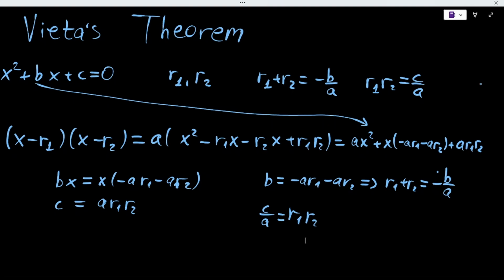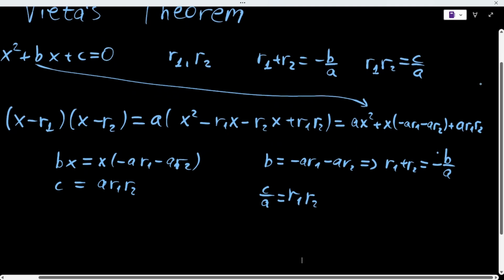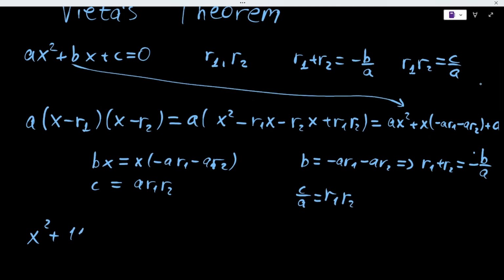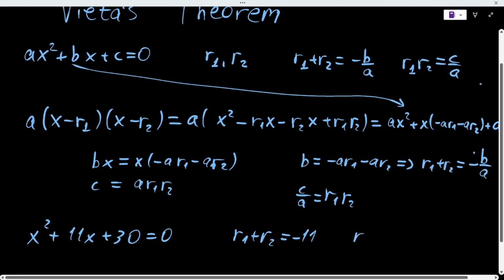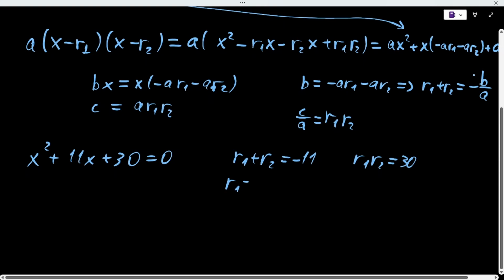So this is the formula of Vieta for the quadratic equation. We can easily use these formulas if we are given, for example, any quadratic equation, x squared plus 11x plus 30 equals 0. Here we can easily see that r1 plus r2 must be equivalent to negative 11, and r1 times r2 must be equivalent to 30. And r1 must be equivalent to negative 5, while r2 will be negative 6.